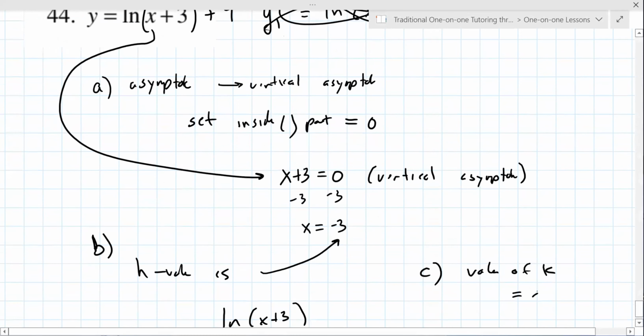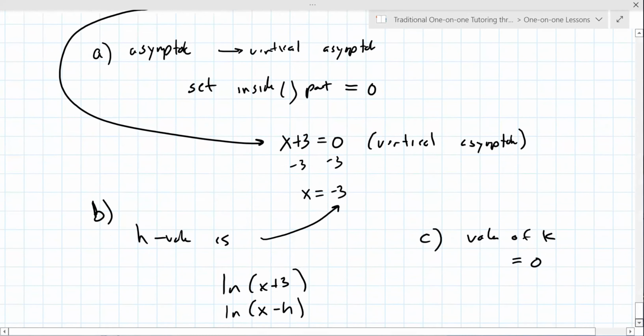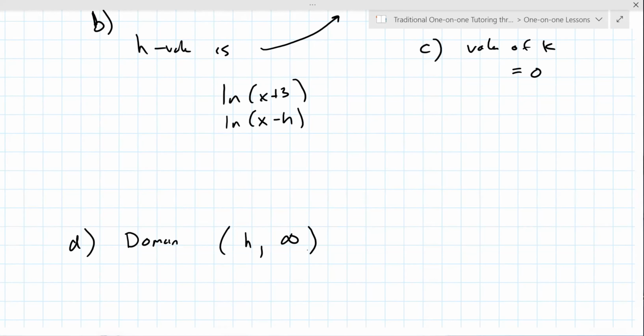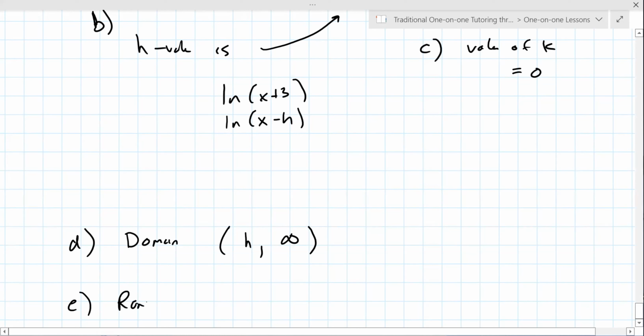So for yours, it's 0. So D is asking about the domain. The domain of this, and this is a simplification, is always going from the h value to infinity. There are actually 2 cases, but it looks like this is what they're going with. So the range is minus infinity to infinity.